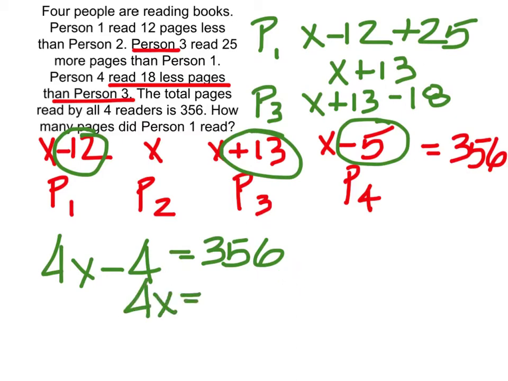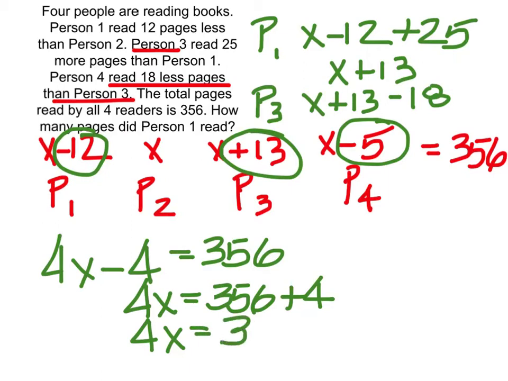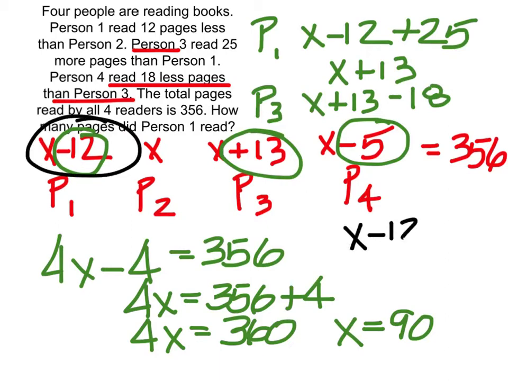So 4x equals 356 plus 4. What is 356 plus 4? 360. And what do I get when I divide 360 by 4? 90. Now, 90 refers to what person? Person 2. What are we looking for? Person 1. So person 1 here is x minus 12. 90 minus 12 is how much? 78 is right.